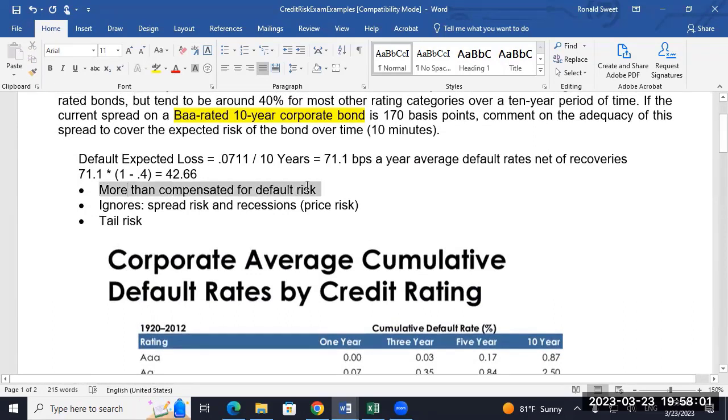You're more than compensated for default risk, but that ignores the spread risk, the fact that spreads gap out and come in during recessions, and price risk. And then it's possible there's some tail risk where something incredible happens, but that's almost true of treasuries too. Something completely wild happens, the whole world comes to an end. If our sun blows up and becomes a white dwarf, then yeah, these bonds are not going to pay, including treasuries. So that's some extreme tail event. You have to pick your tail events. If the world ends, that's too extreme of a case.